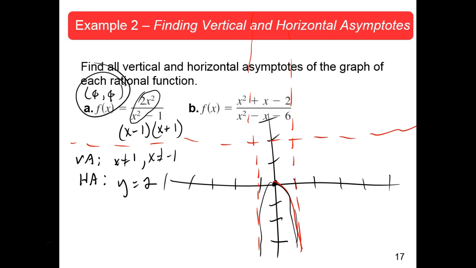4 times 2 is? 8. So 8's in the numerator. This would be a 4 minus 1 is 3, so 8/3. Okay? Well, 8/3 here would be 2 1/3, right? So that would be somewhere about right here. That right there is enough to tell you where the function is going here. It's going to approach the horizontal asymptote this way and the vertical asymptote that way.